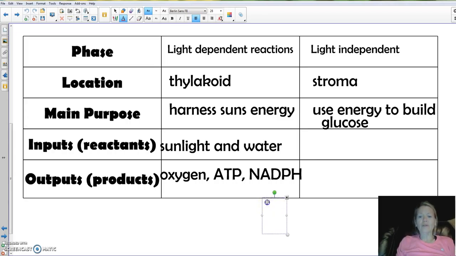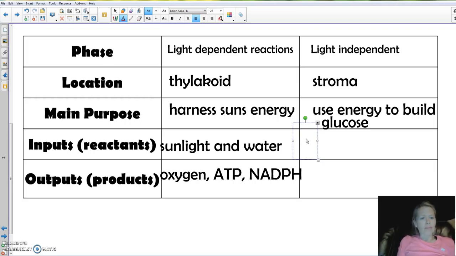Okay, so what we're going to learn today is that we're going to take those energy molecules and make glucose. So obviously these two energy molecules that were once the products now become the reactants. We call that a pathway. When you take the products from one reaction and it starts the new reaction, that's a pathway.